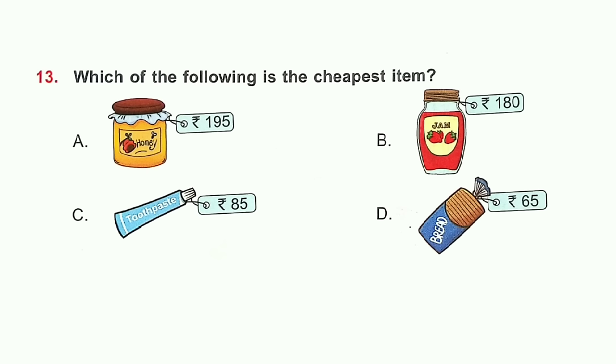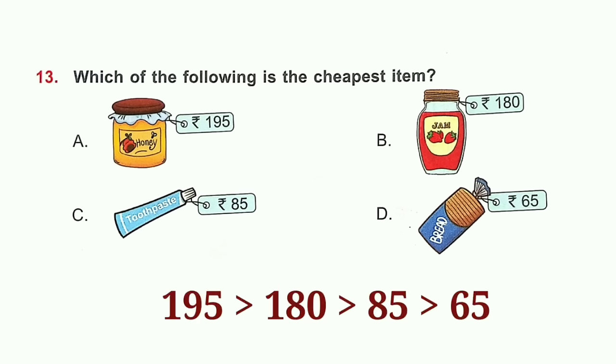Question number 13. Which of the following is the cheapest item? Option A. It costs 195 rupees. Option B. 180 rupees. Option C. 85 rupees. And option D. 65 rupees. Cheapest means least price. It means sabse kam price. Option D is correct. 65 rupees is least price, which is cheapest price. So option D is correct.